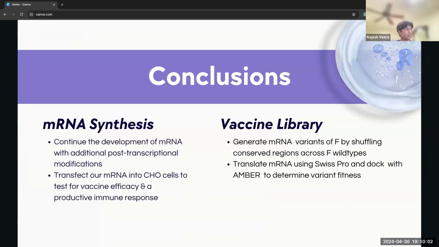For conclusions for mRNA synthesis, as Caleb said, the execution of DNA ligation to insert the sequence into the plasmid wasn't successful.